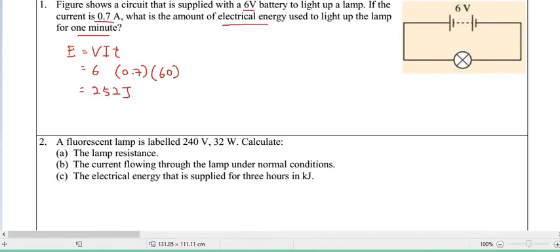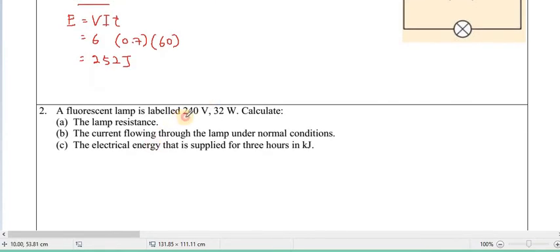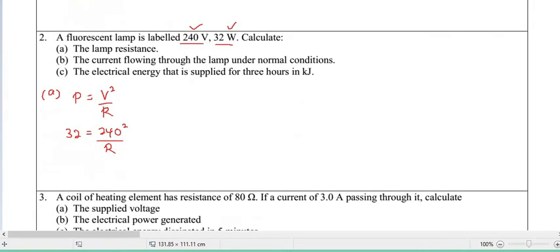Okay, next. A fluorescent lamp is labeled 240 volt, 32 watt. Calculate the lamp resistance. We can calculate the resistance of the lamp because we have the voltage and the power. From P equals V squared over R, where P is the power of the lamp and V is the voltage of the lamp, we can calculate the resistance. 240 squared over 32 watt, so the resistance is 1800 ohm.